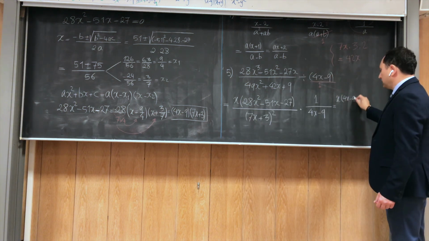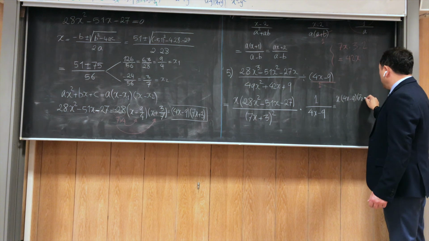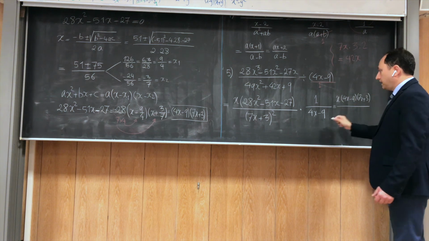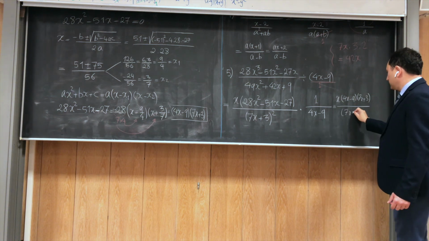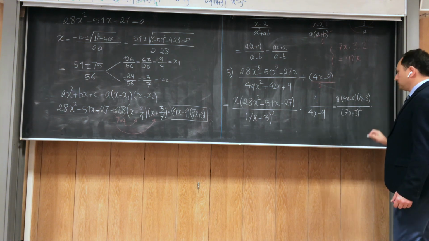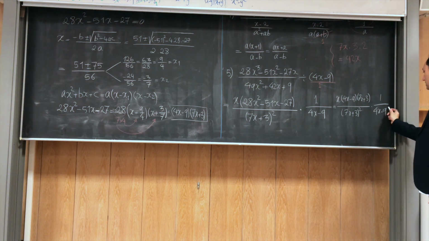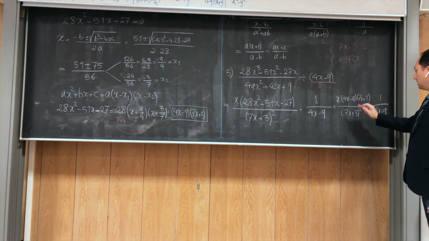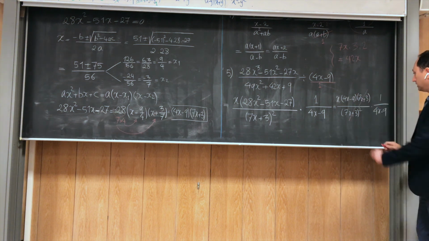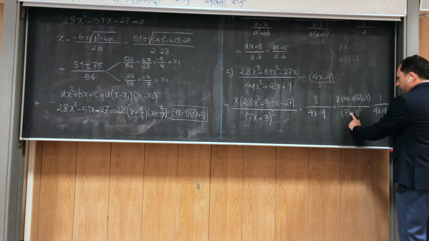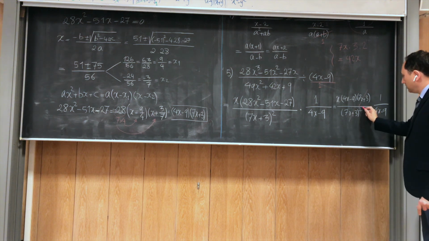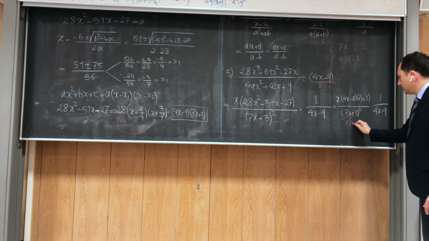4x minus 9, 7x plus 3. And then I have (7x plus 3) to the power of 2 multiplied by 1 over 4x minus 9. Yes, and then you see that this one and this one, one of them, there are two factors. So one of them is gone, 7x plus 3 is left.